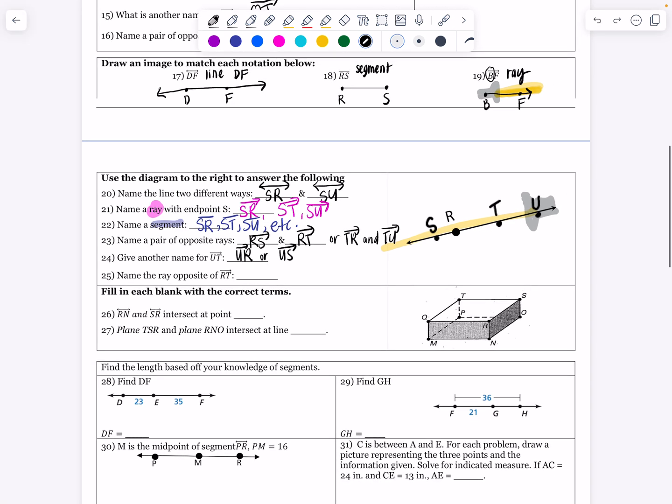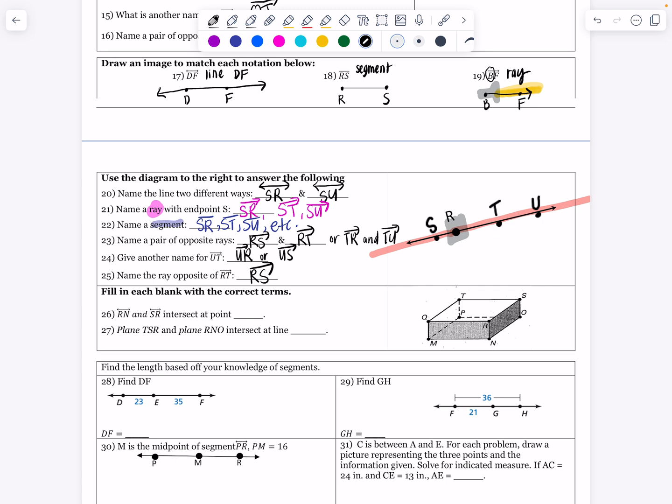All right, name the ray opposite to RT. So here we go, back to Darth Maul's lightsaber. We have our lightsaber. Here's R through T, so the right side of his lightsaber shows up. Let's go the other way. So what's that going to be? It's the one that starts at R, and it goes through S. So that's our only option there.